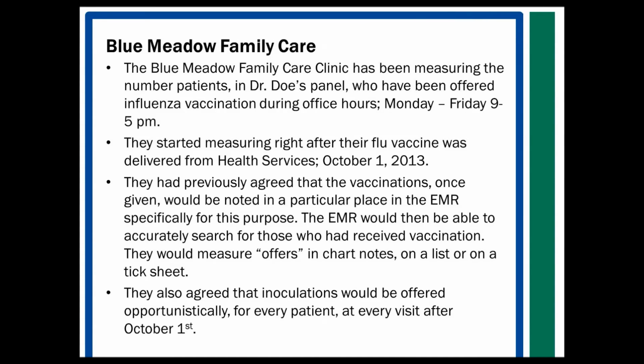They started measuring right after their flu vaccine was delivered from health services, and we're pretending that started October 1st of 2013. They previously agreed that the vaccinations, once they were given, would be noted in a particular place in the EMR, and the EMR would then be able to accurately search for those who received the vaccination, but we also wanted to measure the offers. So they might be noted in the chart notes. We could put them on a list or a tick sheet.